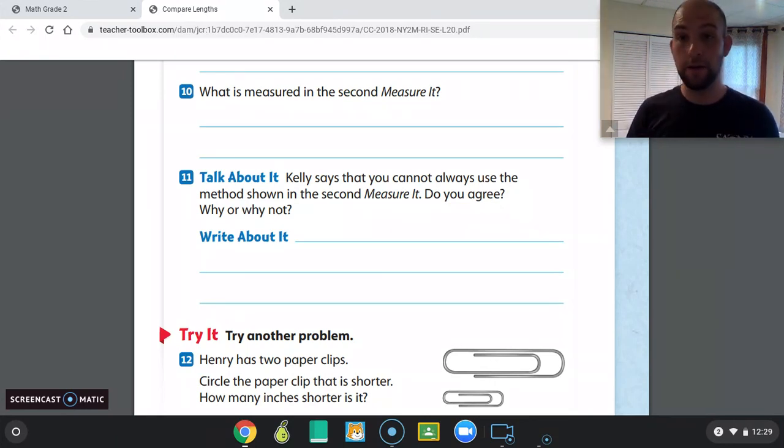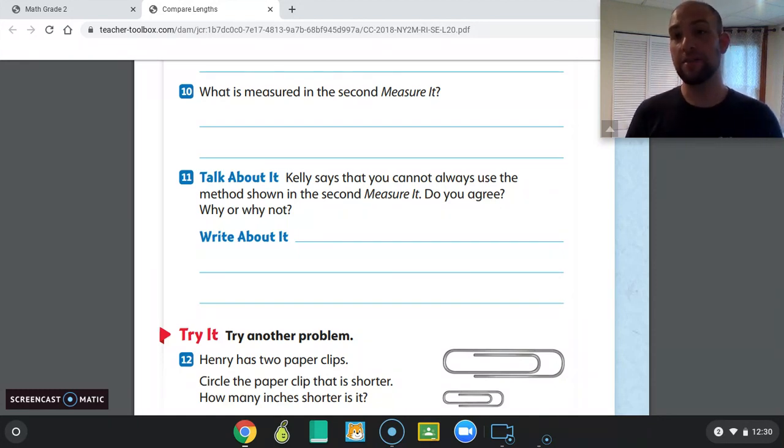But if we had the heights of both of those buildings, we could subtract one from the other and we could still find our difference. So we can't always line two objects right up next to each other and actually measure the difference. And that's why we prefer to use the method where we subtract one length or one height from another to find the difference, because we can always use that.